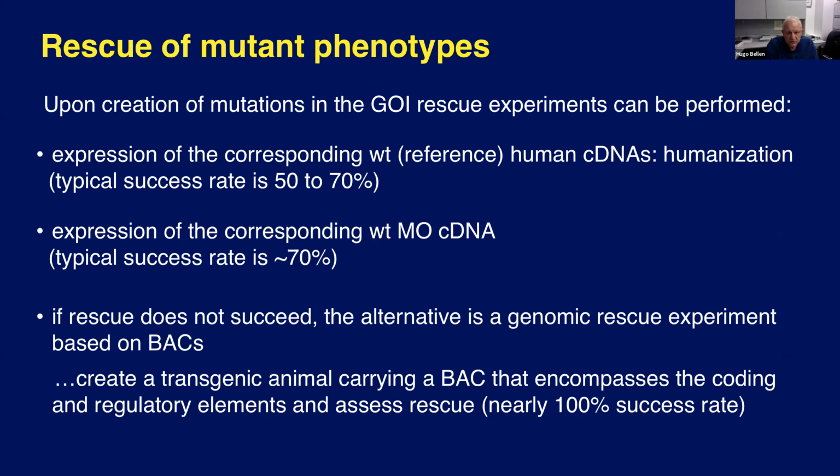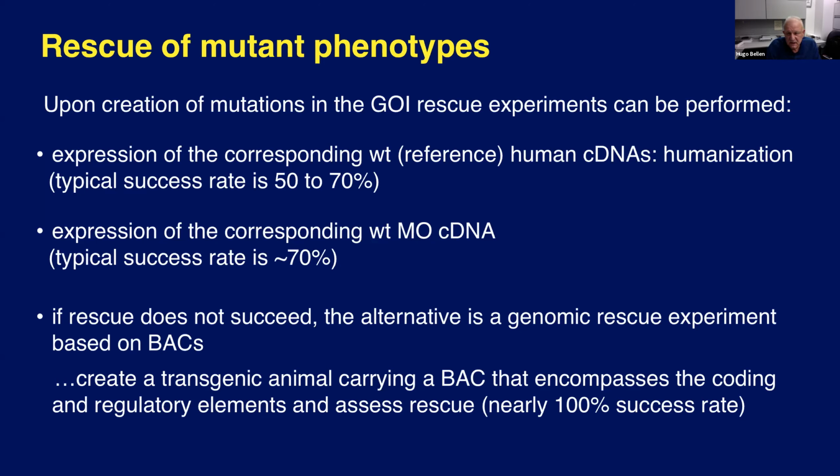First, the rescue of mutant phenotypes. As I already mentioned, you create these human cDNAs and you try to rescue their phenotype. This doesn't work all the time. You pick a cDNA that encodes a long open reading frame. We call that the reference, or wild type human cDNA.